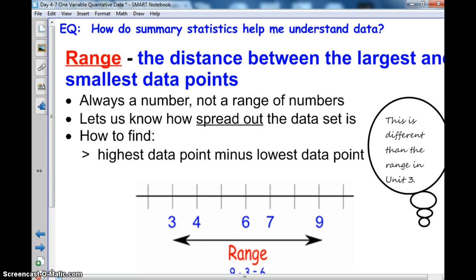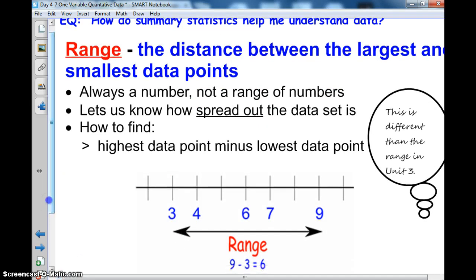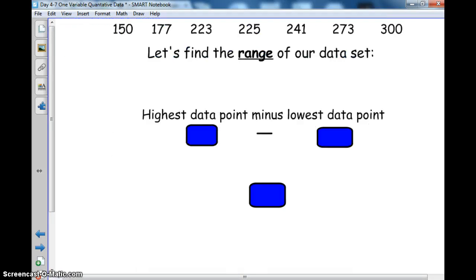So range is the distance between the largest and the smallest data points. It lets us know how spread out the data is. We find this by using the highest number and subtracting the lowest number. Notice here our range is going to be 6, after you subtract. Back in Unit 3, we used range in a slightly different way, so don't get these two things confused.